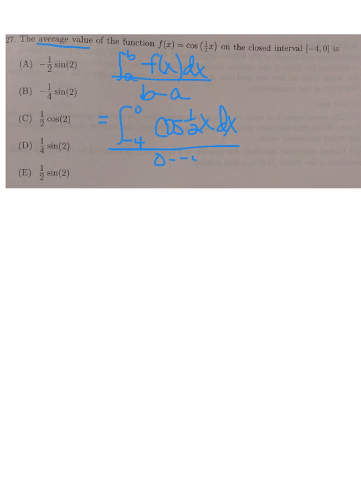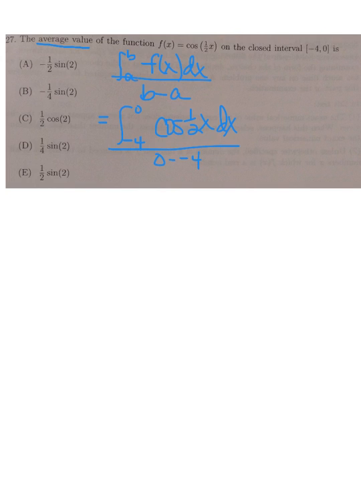27 is asking you for the average value, which means the average value theorem, which I don't know that you guys remember, but it's the integral from a to b of f of x dx over b minus a. So essentially, we are going to be integrating from -4 to 0 of the cosine of 1/2 x dx, and then that's going to be over b minus a, which is 0 minus -4.